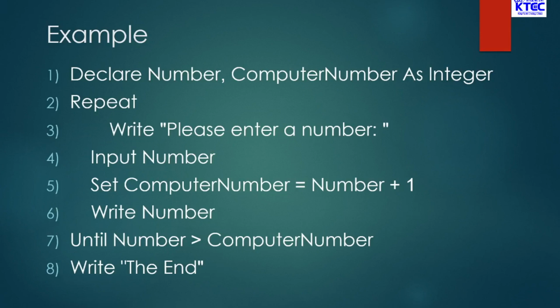Let's look at an example here. Declare number and computer number as integers. Say we want the user to enter a number, and the computer number is hidden, a secret number. You don't know it, so you try guessing until you get the computer number. The repeat keyword here tells you that you have the opportunity to keep entering a number until a certain condition is met. So this is the condition here. Until it is met, you keep entering a series of numbers, and we compare them to the computer number in the program until the number you enter is equal to the computer number.